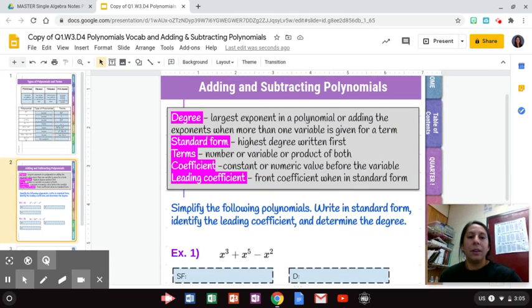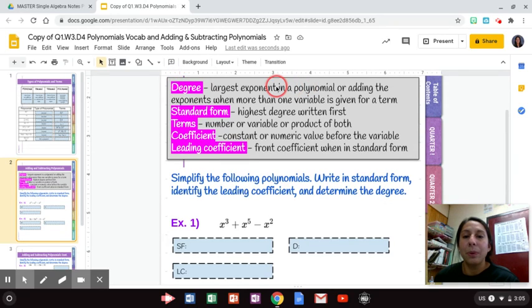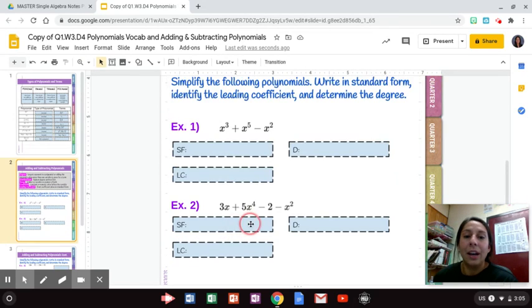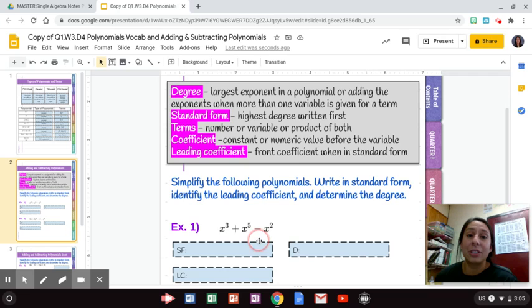Okay, let's go over some key vocabulary. Today we're going to be talking about the word degree. Degree is the largest exponent, so the highest exponent in a polynomial, or adding the exponents when more than one variable is given for a term. So here, looking at example 1, the degree is the exponent that we have here. So 3 is the degree, 5 is the degree, 2 is the degree. So that's the highest one that we have. If it had more than one variable, our degree would be adding the exponents. We don't have that together for today's example, so don't worry about that.